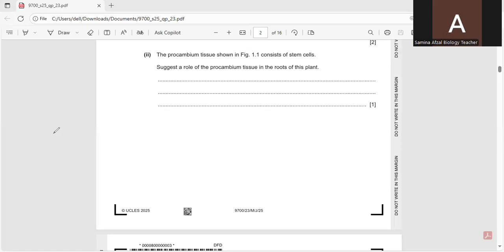Primary xylem and primary phloem are the conducting tissues of the plants. In older roots of dicots, the procambium remains meristematic and contributes to the formation of the vascular cambium, which is responsible for secondary growth by producing secondary xylem and phloem.